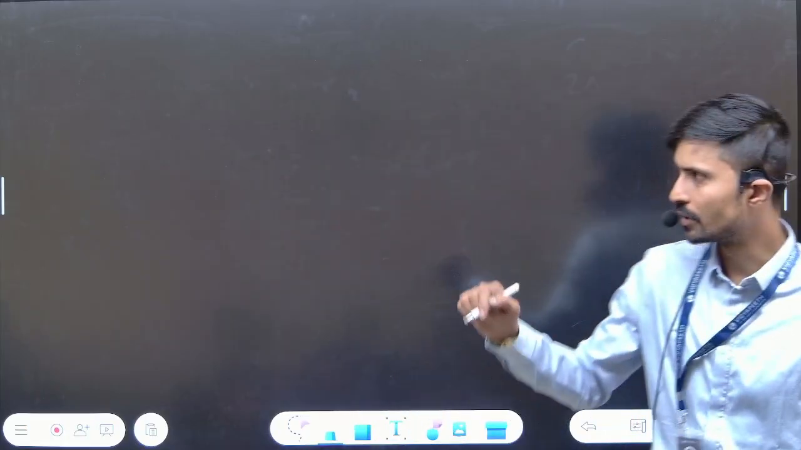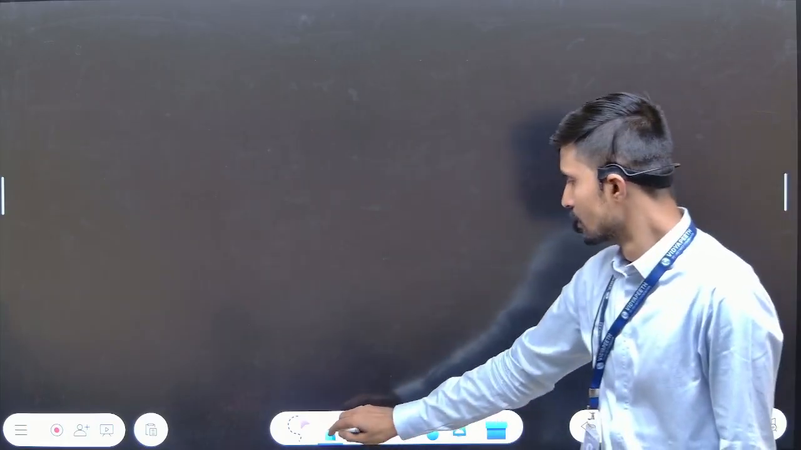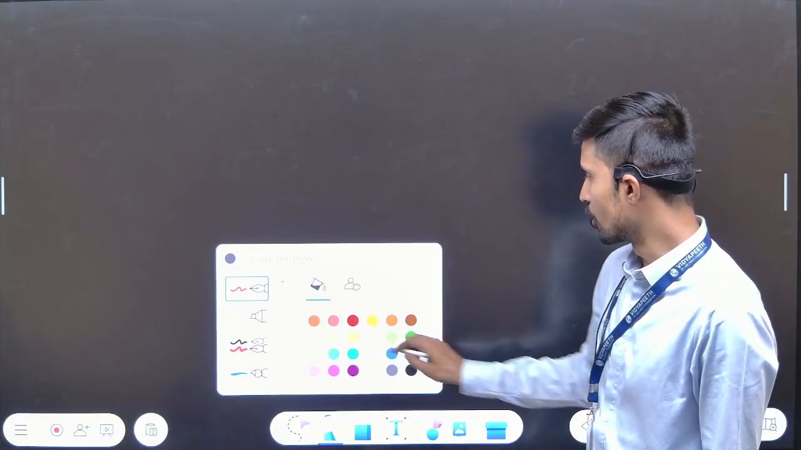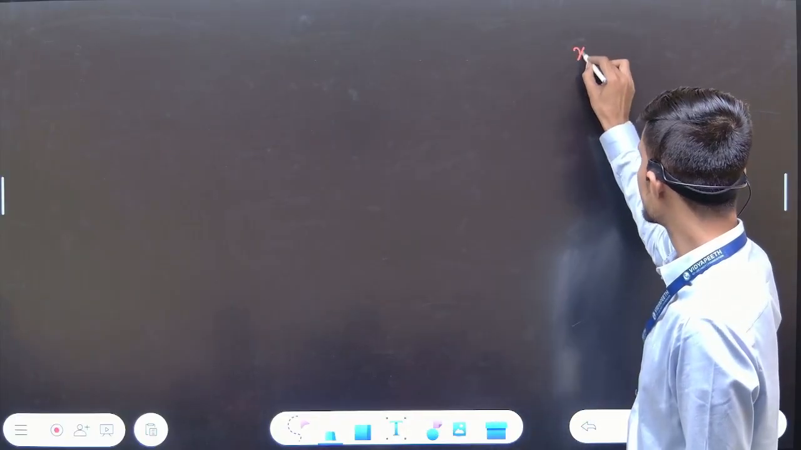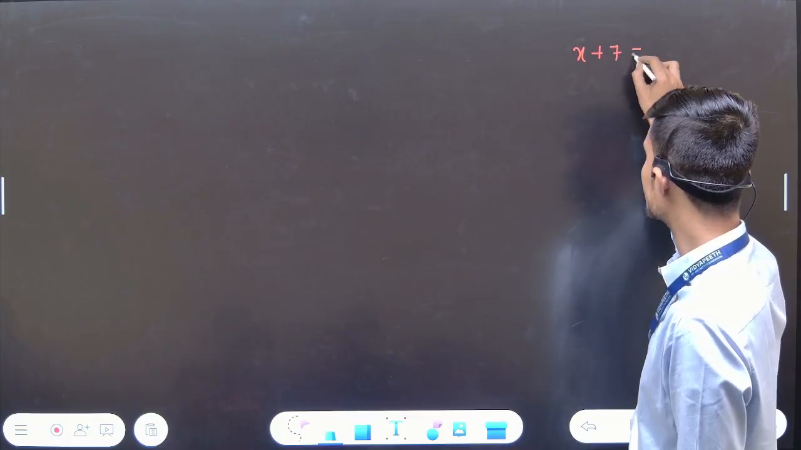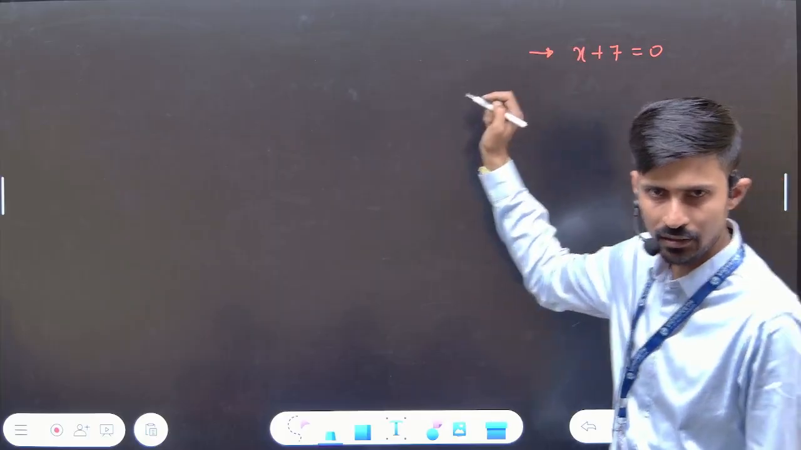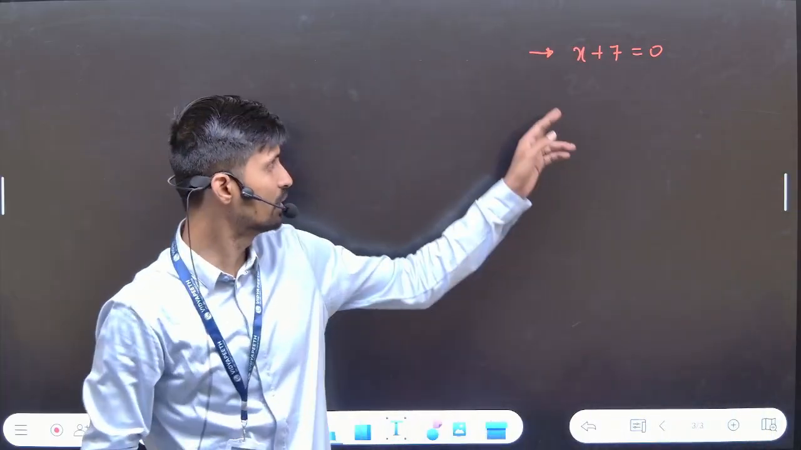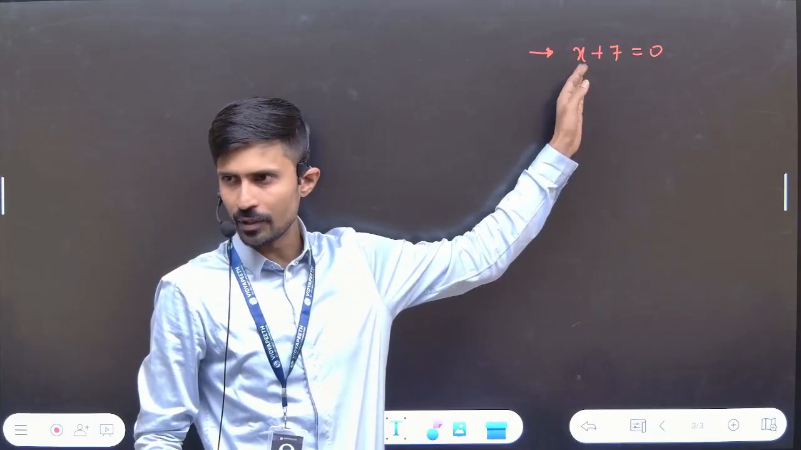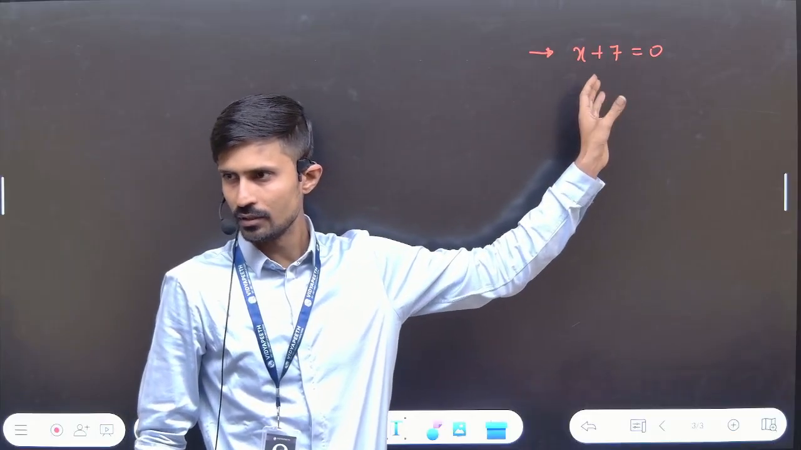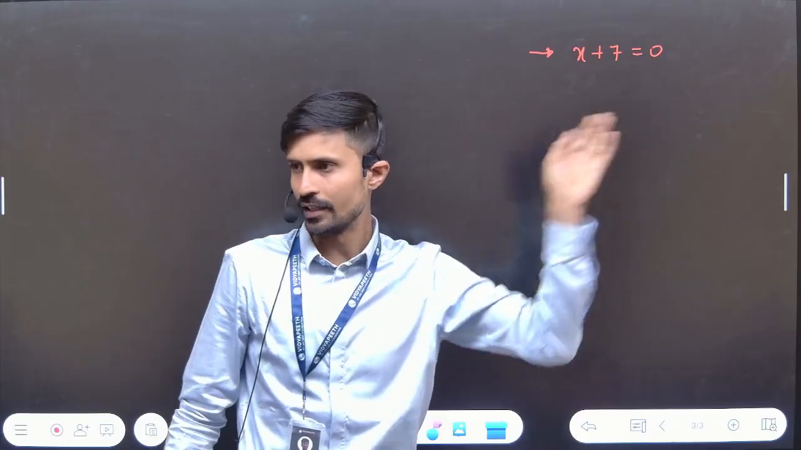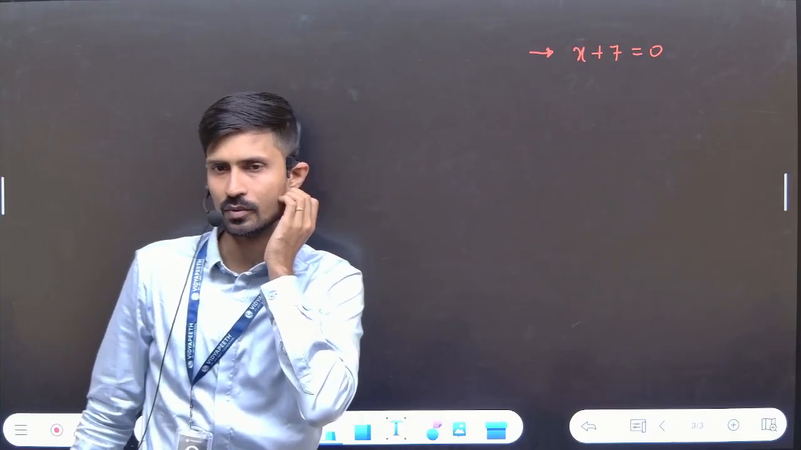So this is the last chapter of our trigonometry, that is trigonometric equations. Just remember one question from your class 7th. If I say x plus 7 is equal to 0, find x. So what is the meaning of this? X is a number. When we are adding that number with 7, that is making 0. So find x. Yes or no?